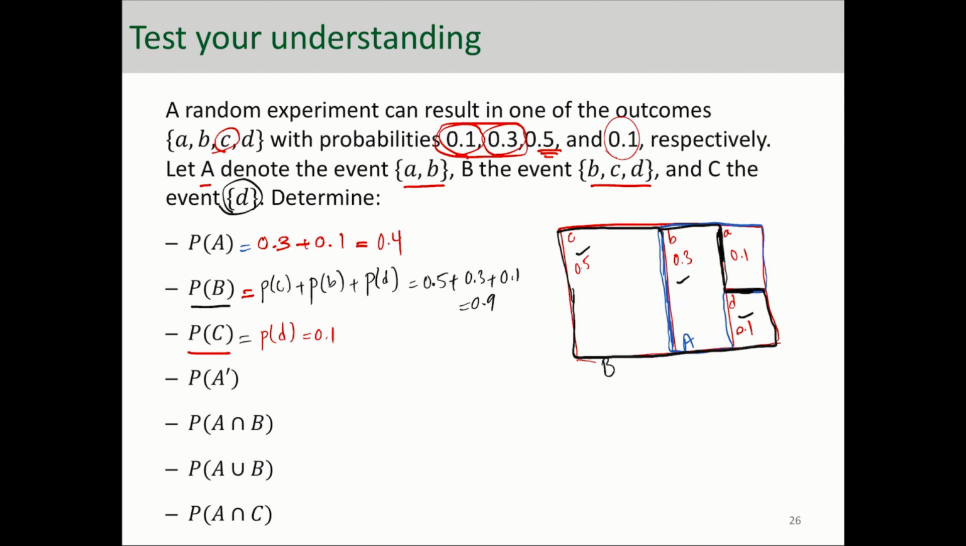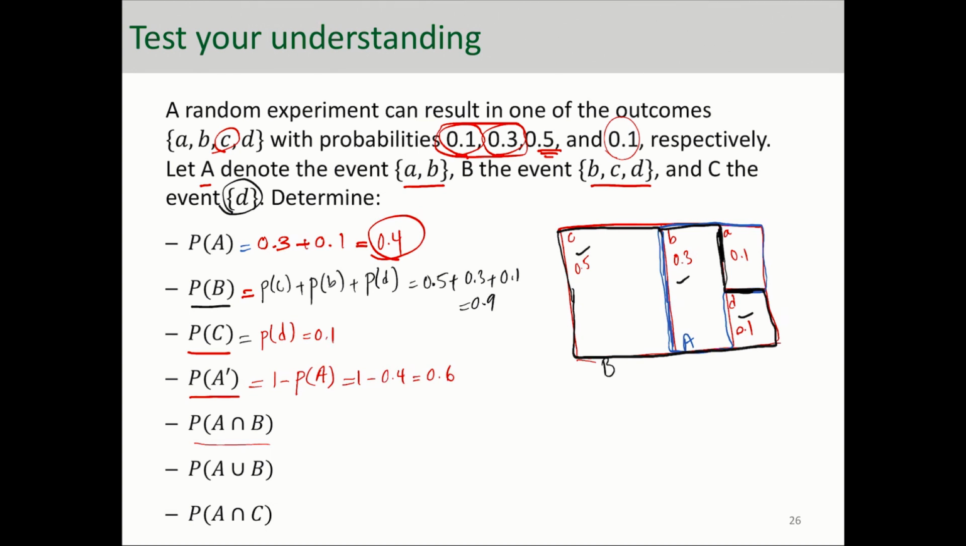Probability of A complement. Now, we know that probability of any event complement is 1 minus the probability of the original event. So 1 minus probability of A. And we already know probability of A from this part. So this is going to be 1 minus 0.4. That is 0.6.